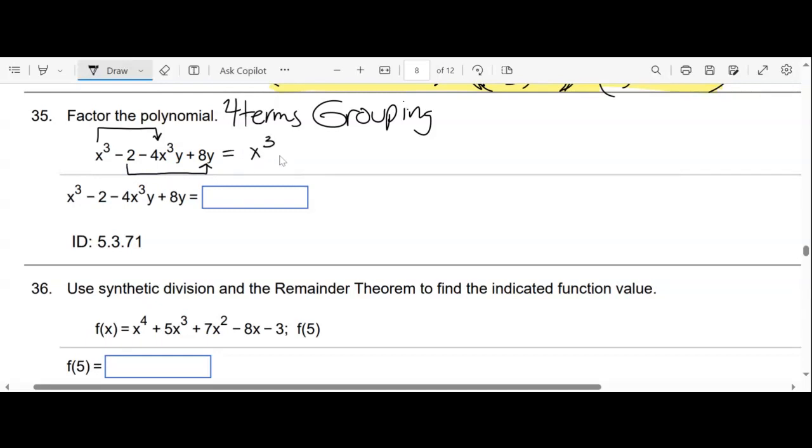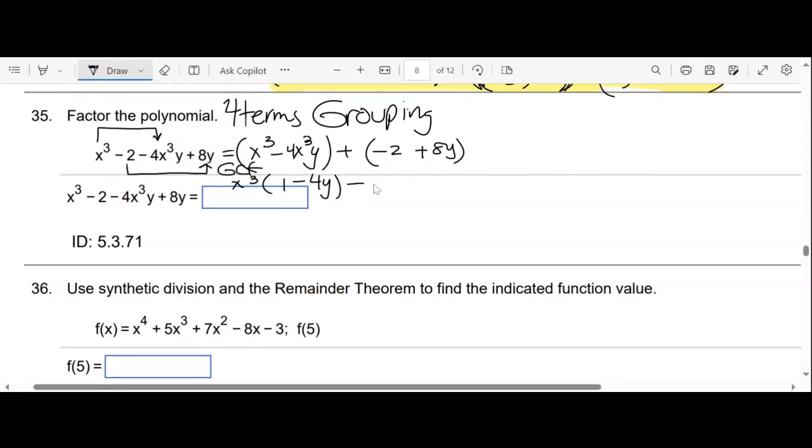So x cubed minus 4x cubed y, this together, plus minus 2 plus. Next, I will do the greatest common factor. What's the greatest common factor here? x cubed. What's left? 1 minus 4y.